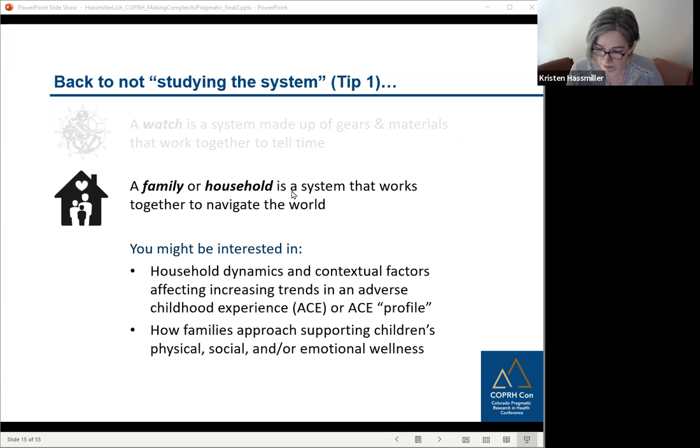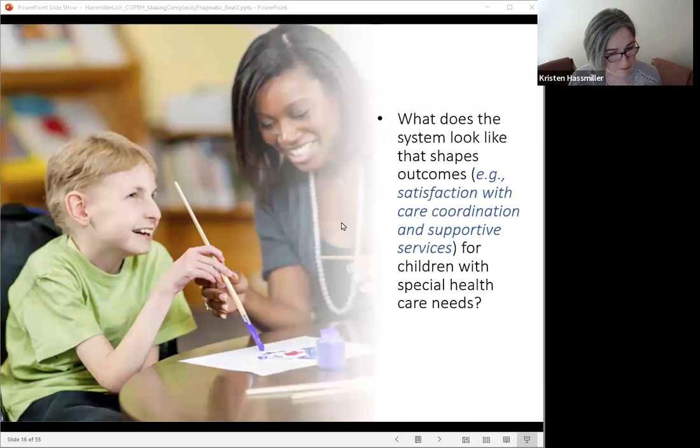Okay, so not just map the system, but really have some clear sense of what you want to improve or achieve. So to keep going with the family example, what does the system look like that shapes outcomes? For example, if we were to pick a specific outcome like satisfaction with care coordination and supportive services, or wanting to just know how well families with kids with special healthcare needs are supported and how we can improve their ability to support their children, right?